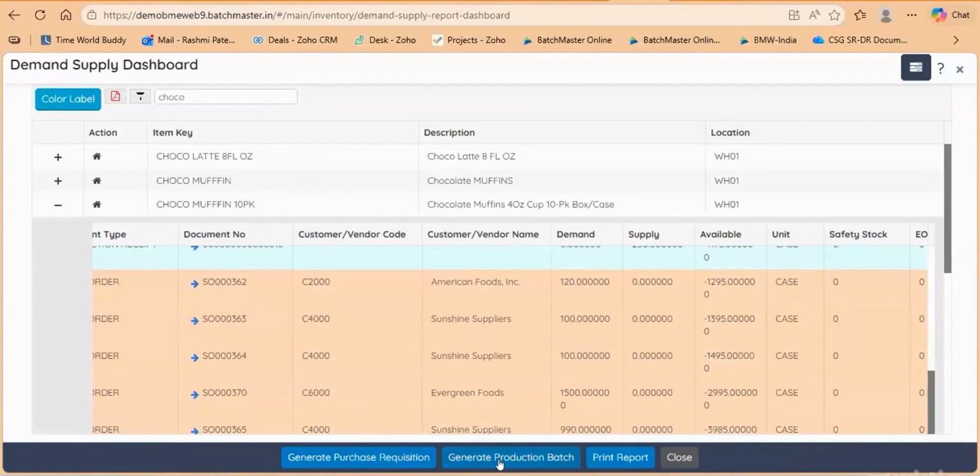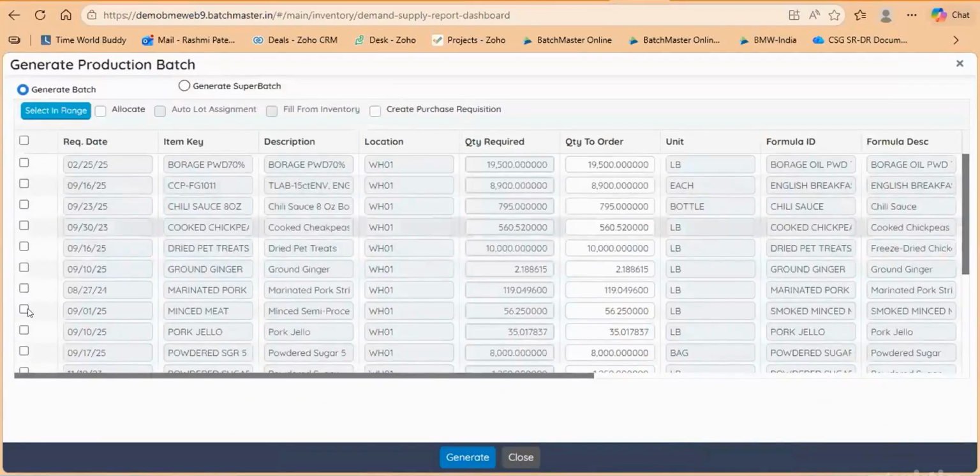I can click on generate production batch. It will list out all those items, not only that one item but all the items in here, where you can modify the quantity required before actually generating the production batch. Similar options at the top let you generate purchase requisitions for any critical materials, fill from inventory, and even directly allocate materials against that batch.